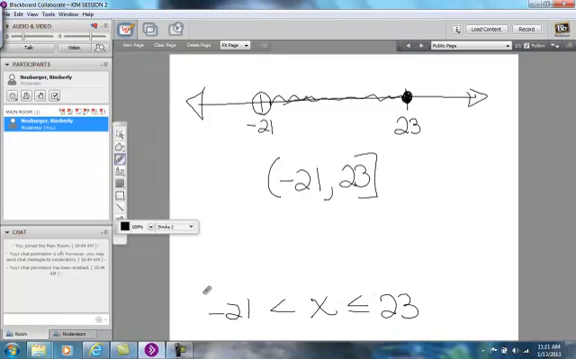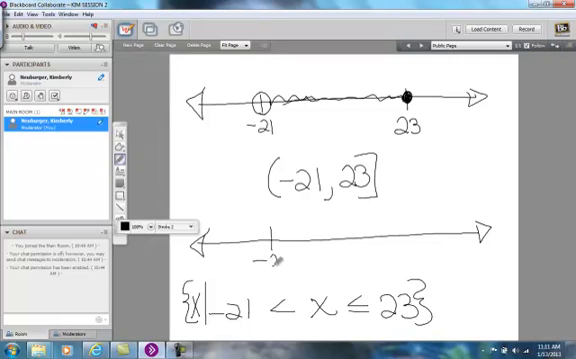For set notation, you take your statement, put a straight line, an x, because that's our variable, and then surround the whole thing with set brackets. Now, also notice that our graph is slightly different for interval notation. In interval notation, instead of an open dot, use a round bracket right at the negative 21, and a square bracket right at your 23. You still end up shading in the same section, but it will look slightly different.